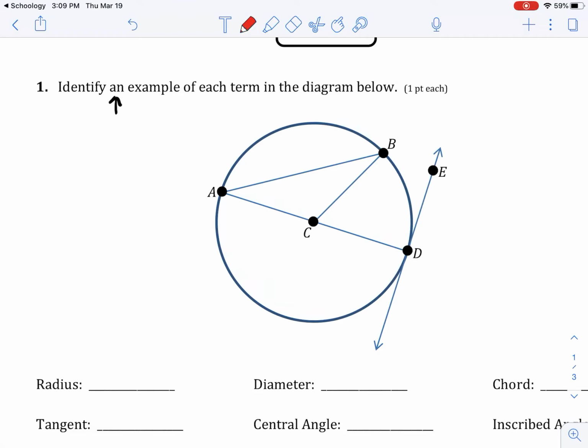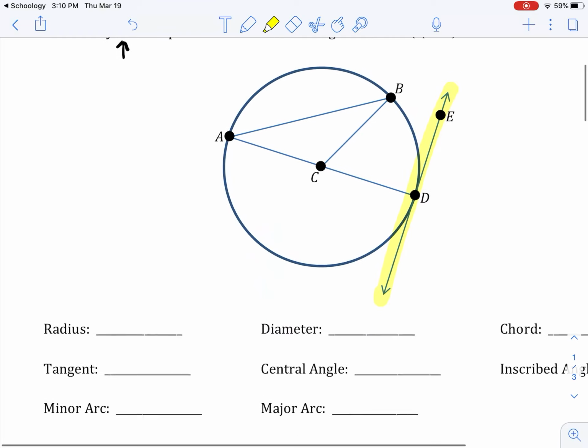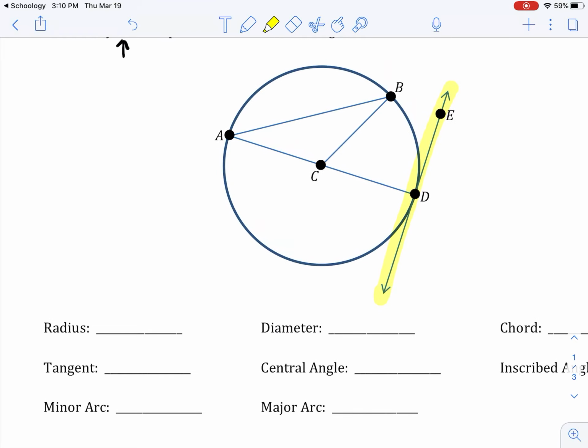Next one, tangent. This is your tangent right here. It hits the circle only once, and that's line ED. Some of you forgot your arrows on your answer.